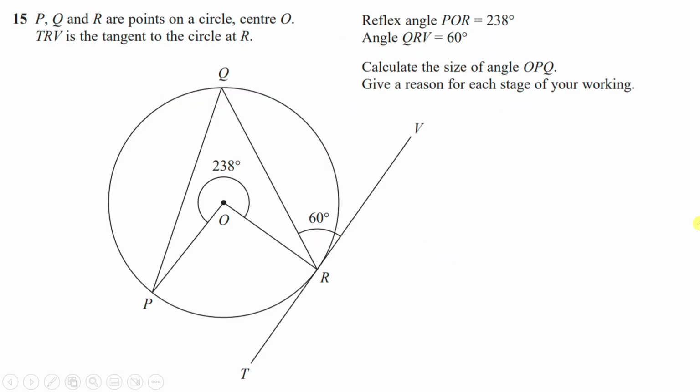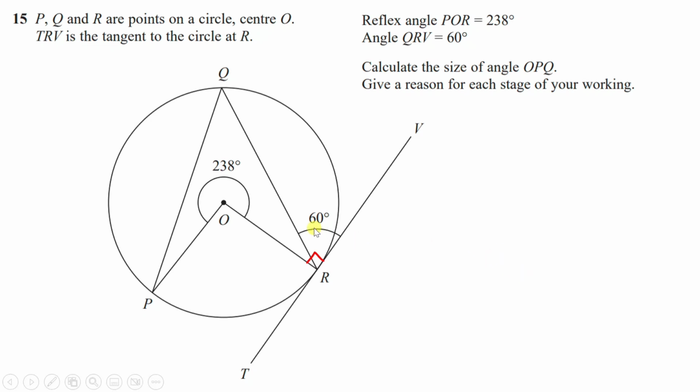All right, number 15. So we have P, Q, and R are points on the circle with center O. Now TRV is the tangent to the circle at R. So we're talking about this line here. A tangent hits at exactly 1 point, and it's always perpendicular to the radius. And if something is perpendicular, it means that this part is 90 degrees, always, yeah?